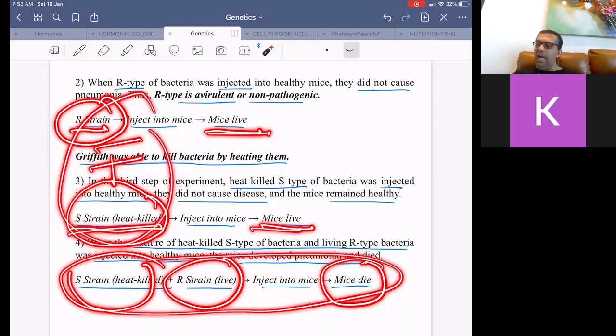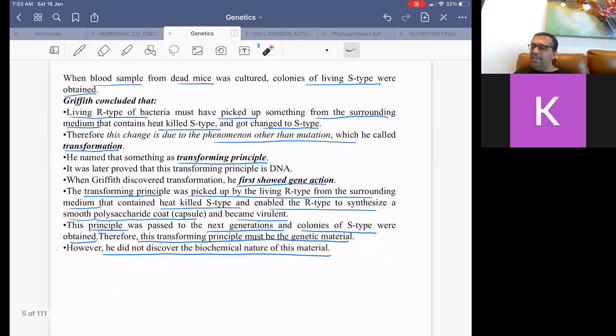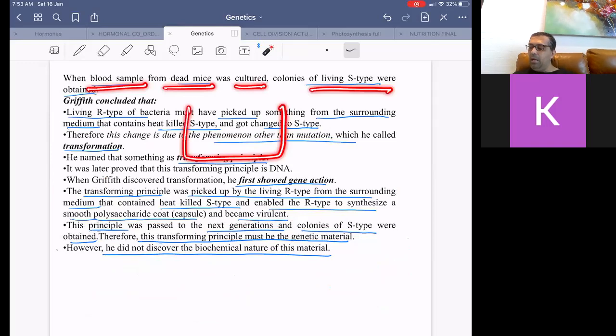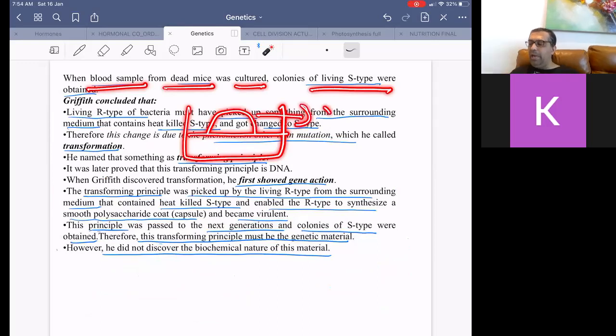And how did the mouse die? So, when a blood sample from the dead mice was taken, colonies of live S type had formed. So, from a mouse which was dead, when blood was taken out from inside it, colonies of live S type were found. So sir, how did this happen?